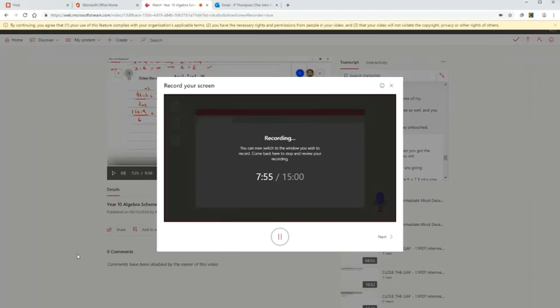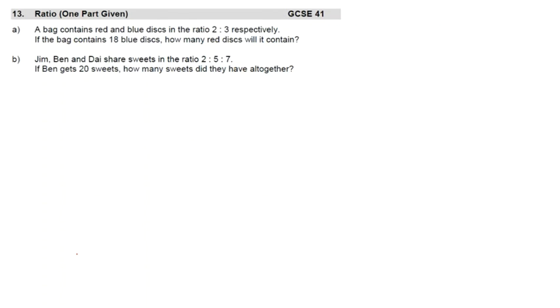Quick time check. Plenty of time. Ratio, 1 part given. Okay, question A. Red and blue discs in the ratio 2 to 3. The bag contains 18 blues. How many reds? Well, if you find the multiplier by doing 18 divided by 3, you can see that I times 3 by 6. That means to finish it off, you have to do 2 times 6. 2 times 6 is 12. So there's 12 reds.